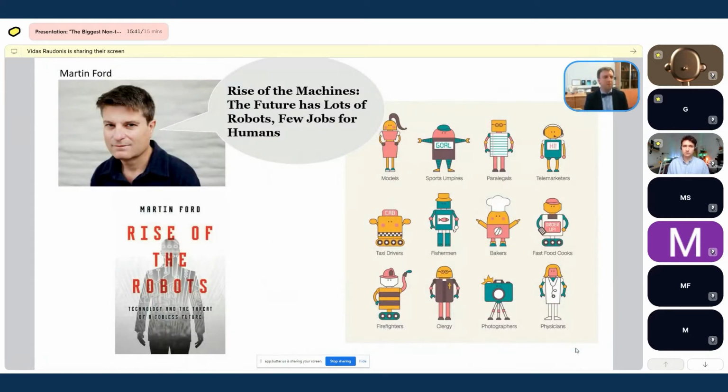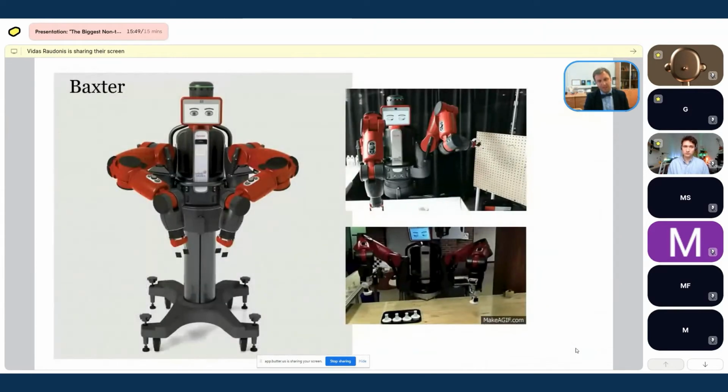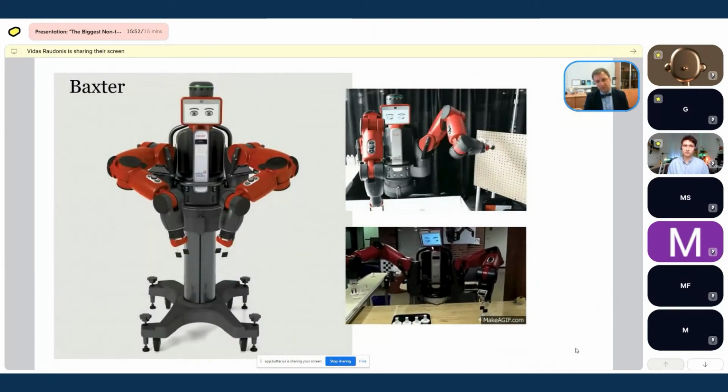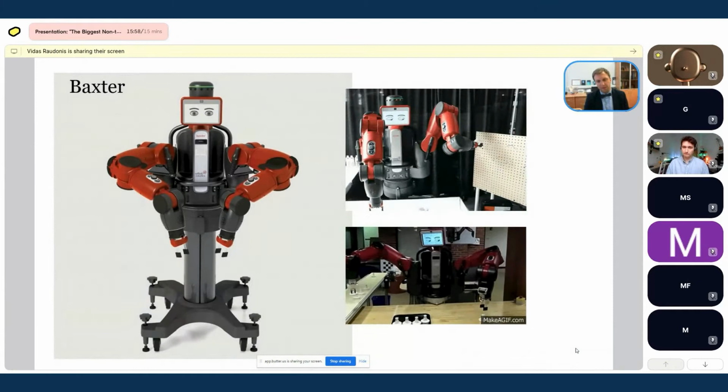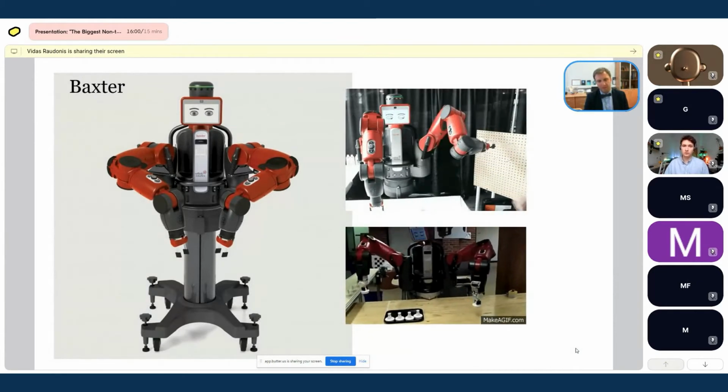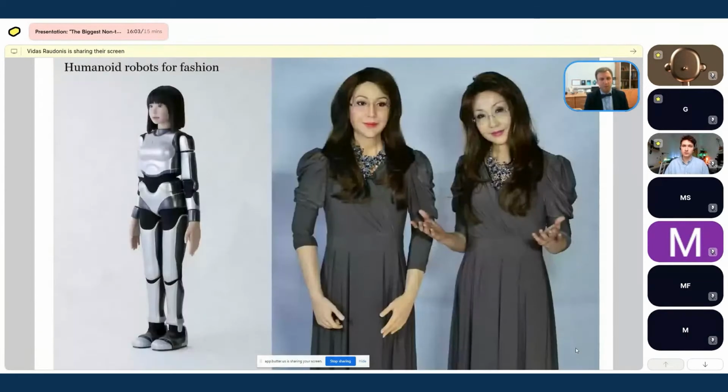Martin Ford wrote about that. There are a lot of professions that will be taken over by robots. One example is the Baxter robot, which trains by looking at the person, and you don't need to program it. It will repeat your motions when you show it. For example, humanoid robots are becoming more and more human-like, and they can replace actors in the movies. They can replace fashion models in fashion shows.